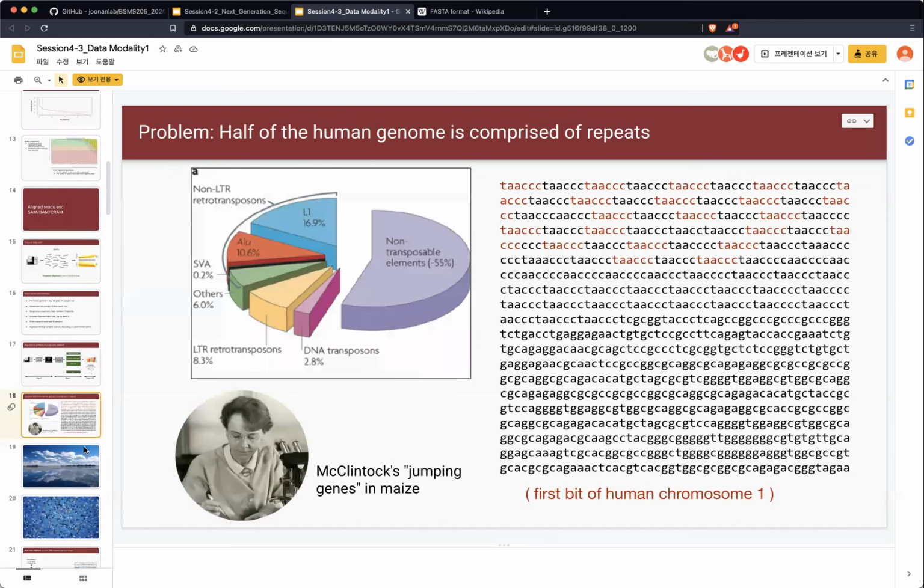Okay, and another problem is that, if you look at our genome, half of our genome consists of repeat sequences, right? So if you look at the genomic information of our data set, we have so many chunks of repeated information in our DNA sequence. And those DNA sequences always give you a tricky situation for accurate alignment, right?